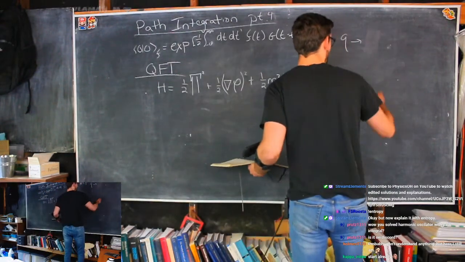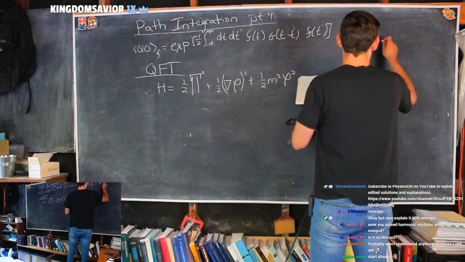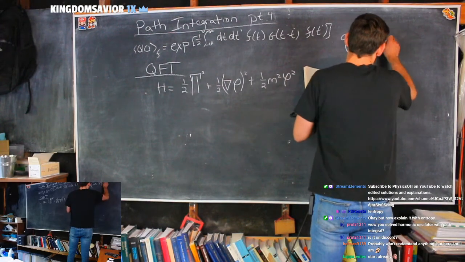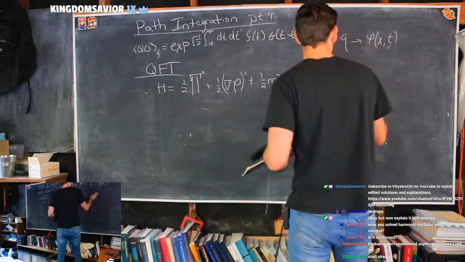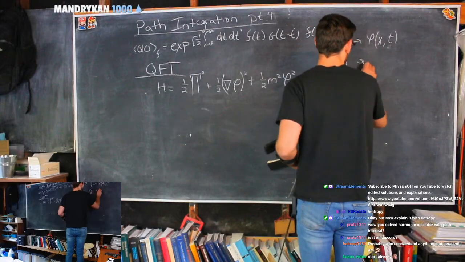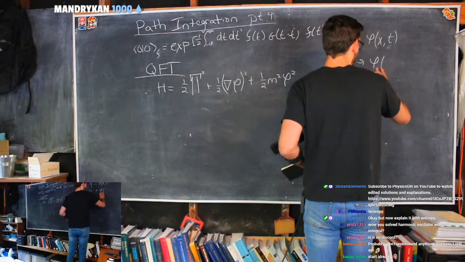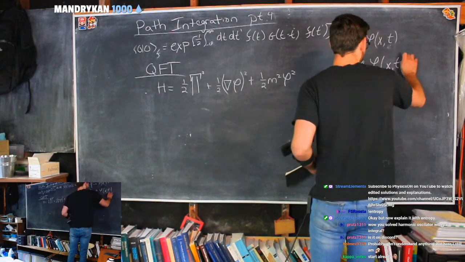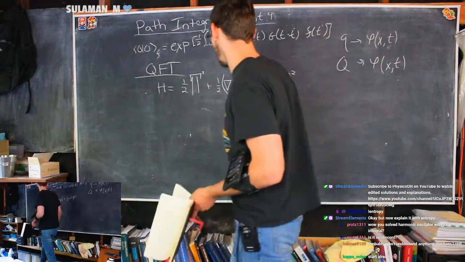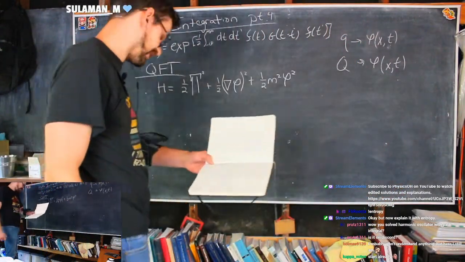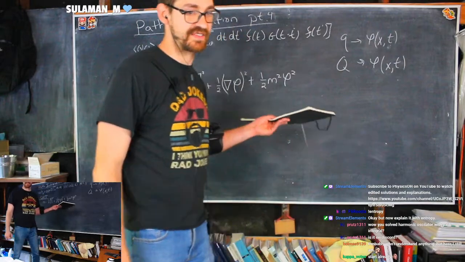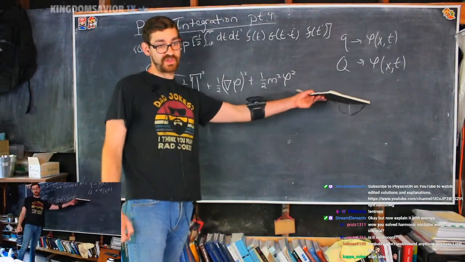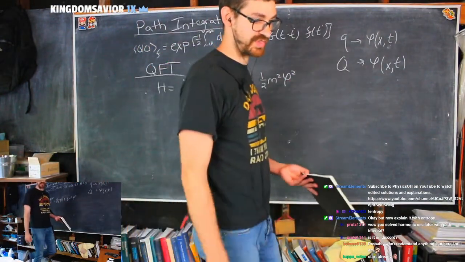The field being this phi of x and t. Okay. Now we also had the operator q, which we're also going to include into the phi of x and t. And the way that Schwartz does this, the book that we're following is Schwartz, is he just says that it's going to be obvious which one's going to be quantum and which one's going to be classical.